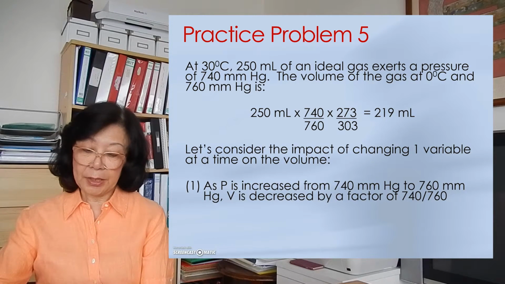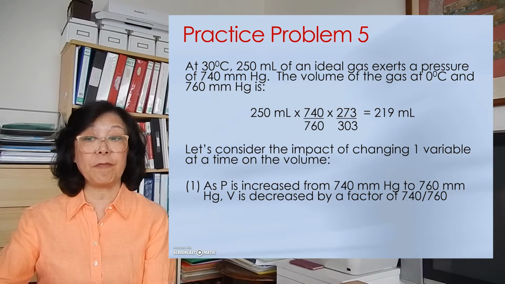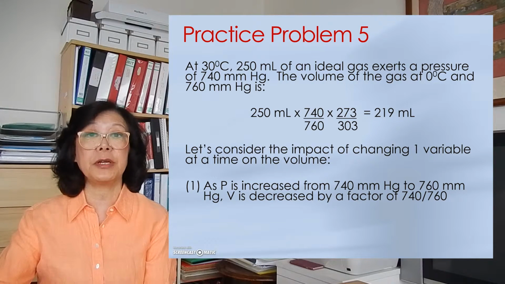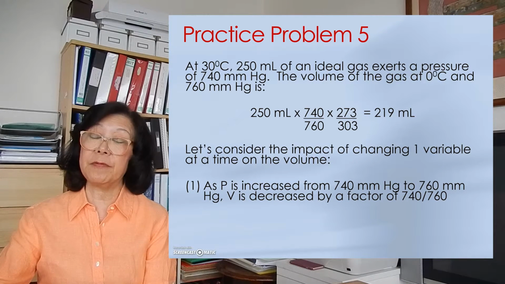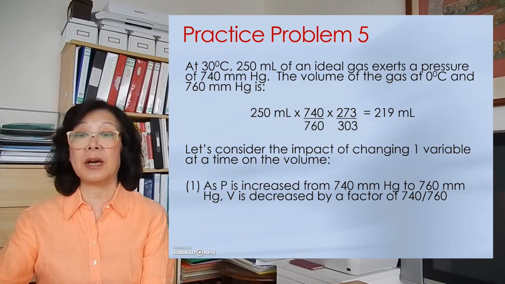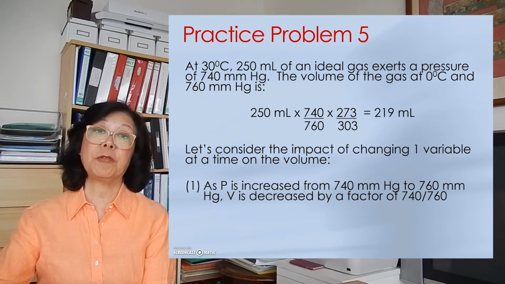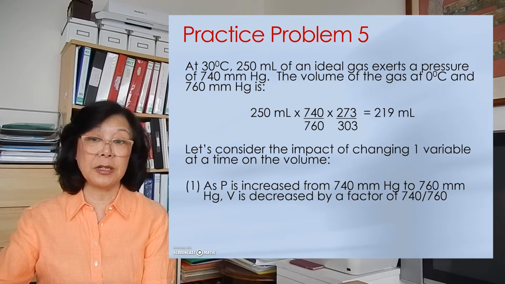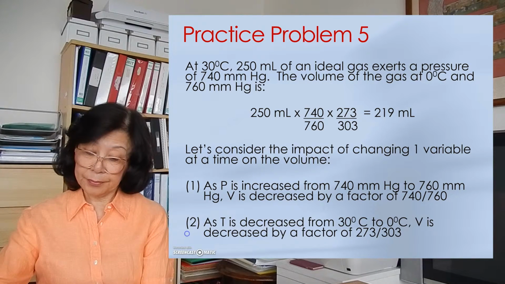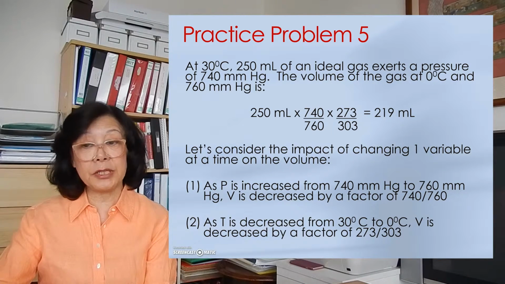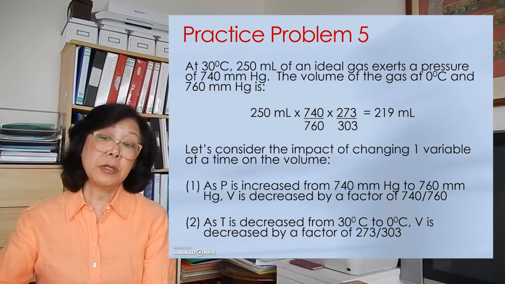So first, if I increase my pressure from 740 to 760 millimeters of mercury, the volume is decreased by the factor of 740 over 760. So I multiply by the factor of 740 over 760, which is less than 1, which will decrease the volume of 250 milliliters.